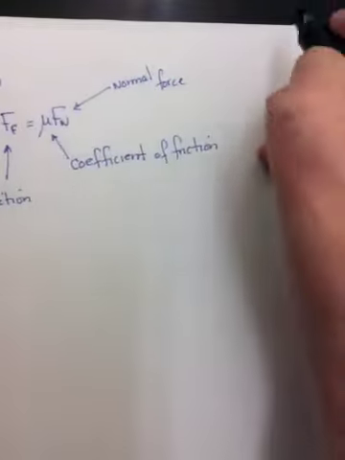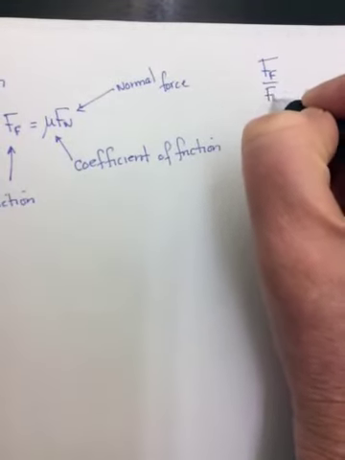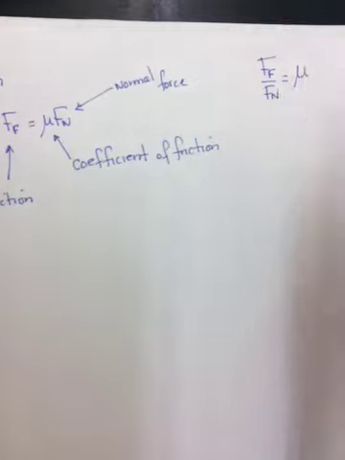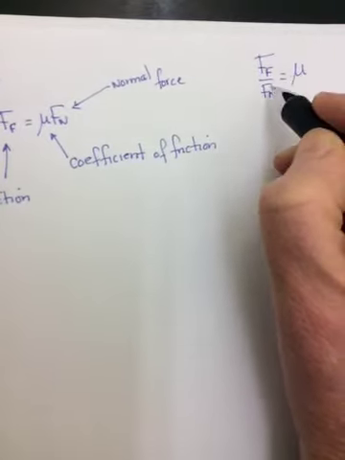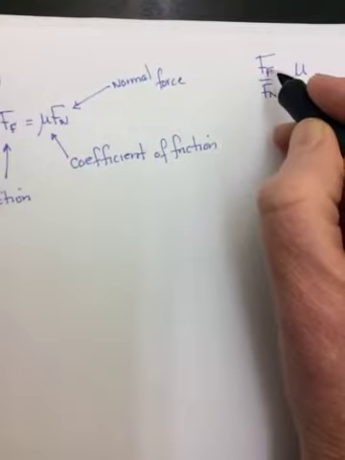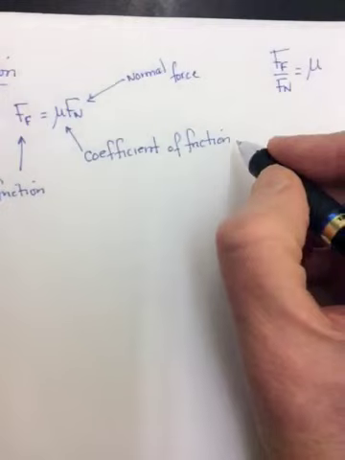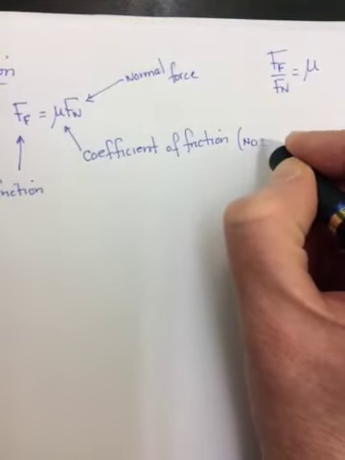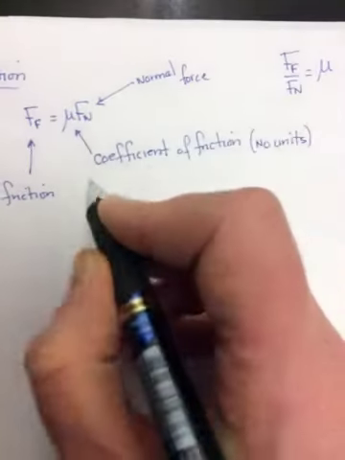We also had it written down earlier as friction over the normal force is equal to mu. And if you look at it this way, you can see that mu's not going to have any units, right? Because it's going to be newtons over newtons. So the coefficient of friction does not have any units. It's the one you can leave units off without me taking points off.